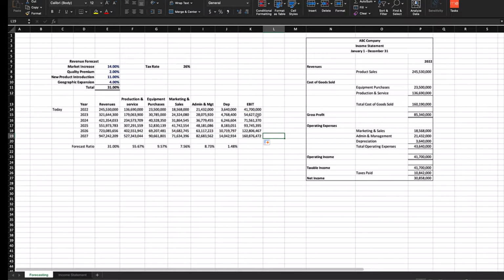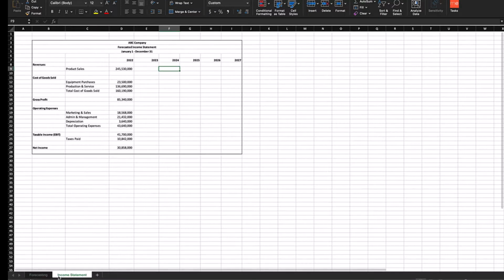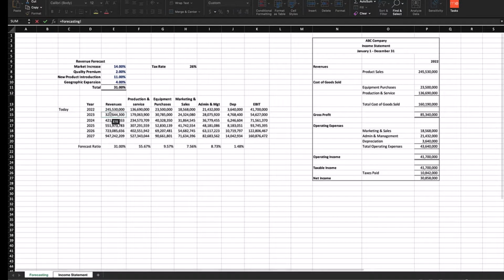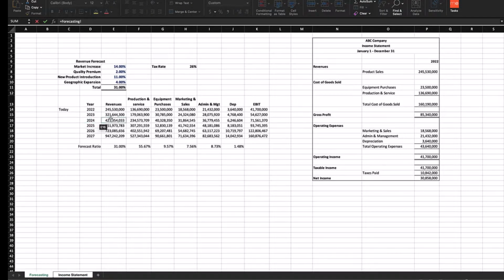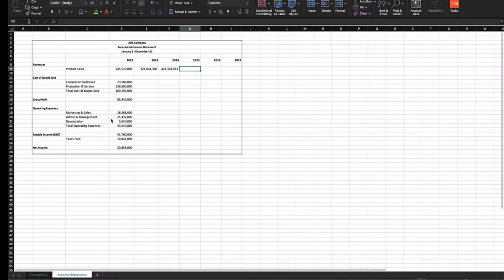Now that you have all your EBITs and all your information, you can go to this new tab and you can start filling it in. So I've already gone ahead and put your year 1, or 2022, in there, but we can go ahead and copy and paste all this information and you'll have a forecasted income statement for 5 years.